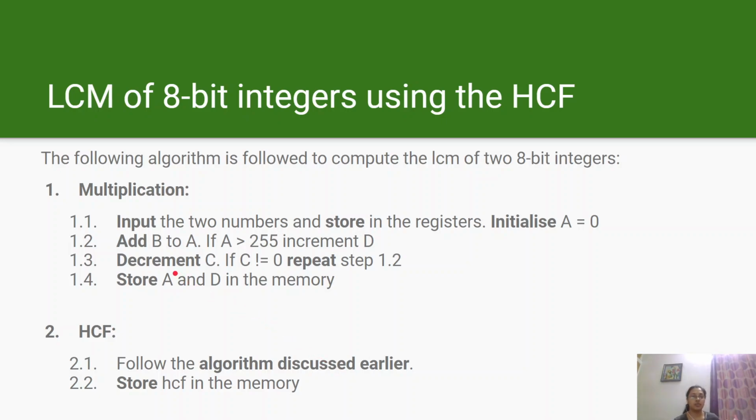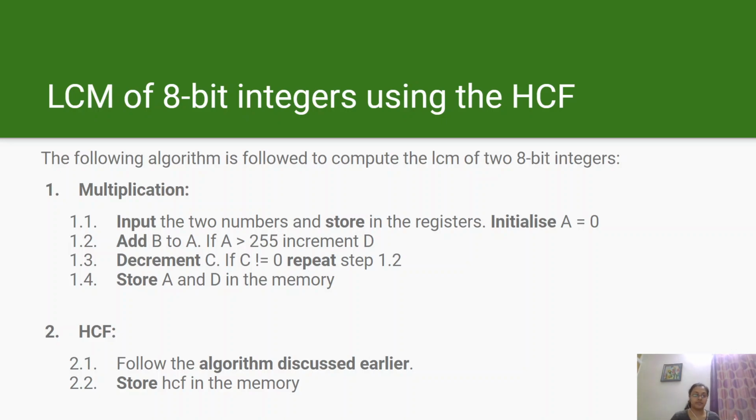First, we take the two numbers as an input and then store them in registers, and we initialize a equals to 0. We add b to the accumulator c number of times, where c is the other number of which we want to take the product. And if a is greater than 255, or basically the largest value that an accumulator can store because it's an 8-bit accumulator, then we would increment d. So d would basically hold the most significant bits of the product, and a would hold the least significant bits of the product.